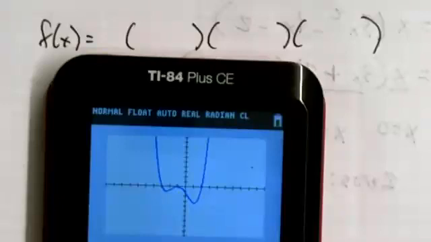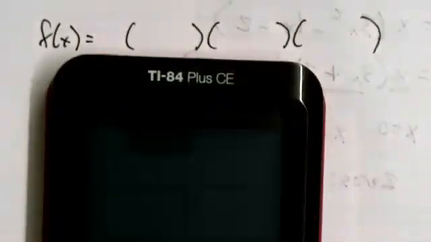So today we're going to be working kind of backwards from what we did last Thursday. We're going to be working from a graph backwards and writing equations. So I got a graph up here. I'm looking for you to write me an equation in factored form.